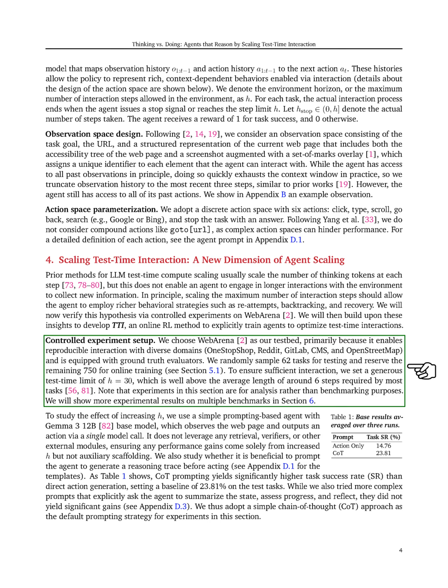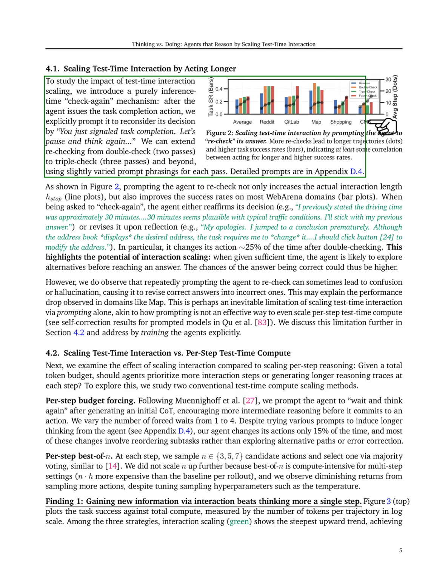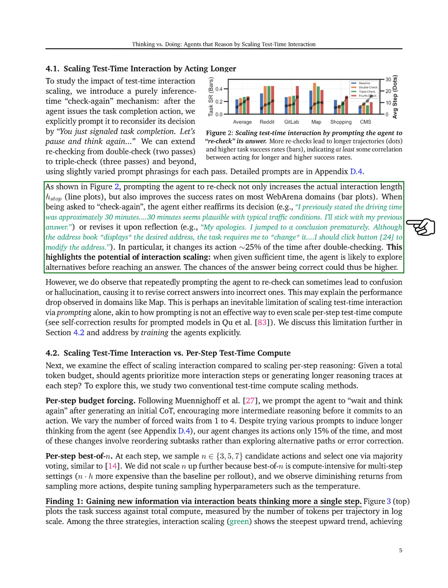This rechecking can be extended to multiple passes, and we observe that it not only increases the length of interactions but also improves success rates across most domains. When prompted to recheck, the agent may either confirm its previous decision or revise it upon reflection. We note that it changes its action a significant percentage of the time after double-checking, indicating that with enough time, the agent is likely to explore alternatives before finalizing an answer.